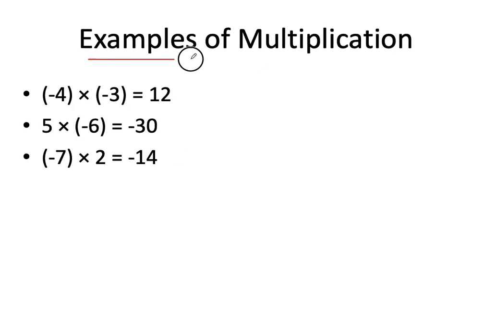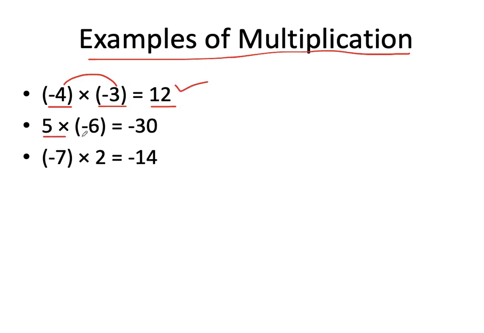Third, I am showing you examples of multiplication. As you can see, -4 multiplied with -3. The signs are the same. A negative integer multiplied with a negative integer. So the sign will be positive, and 4 multiplied by 3 will be 12.